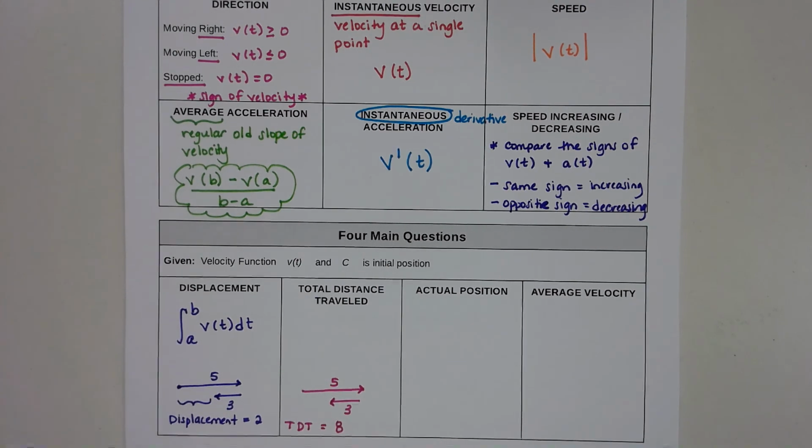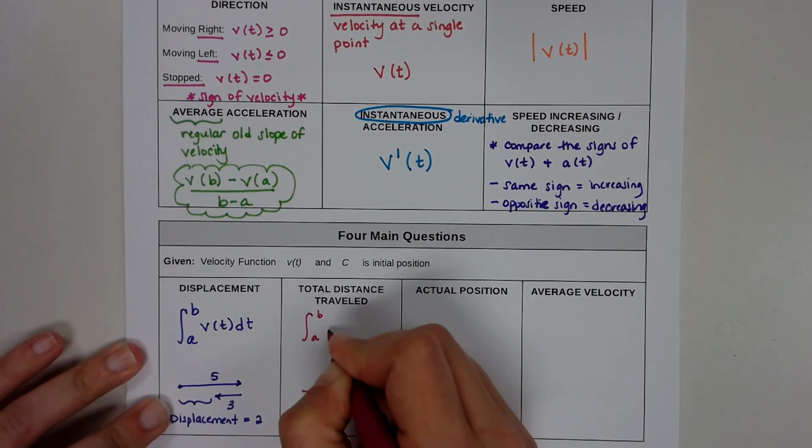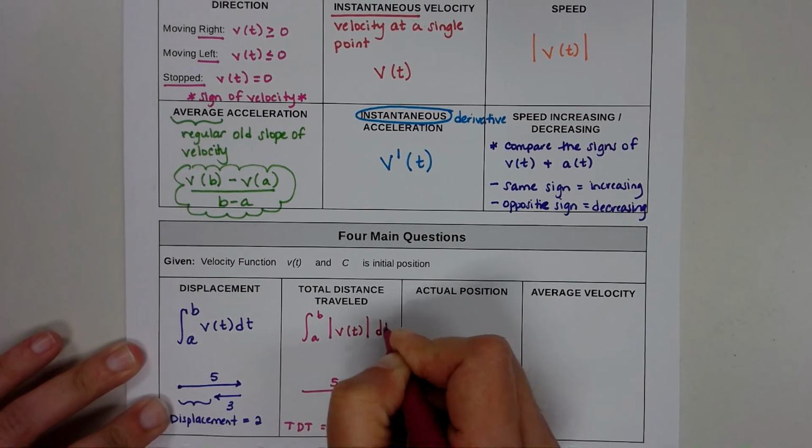Because now we want this 3 to count as positive steps, whereas here, the 3 counted as negative steps. You went backwards. So for total distance traveled, the direction doesn't matter. We want to just make everything positive and count it all. In order to do that, we're going to integrate the absolute value of our velocity function.